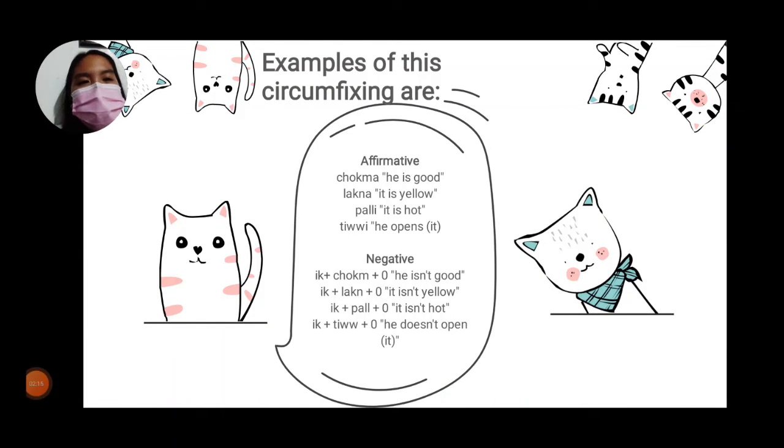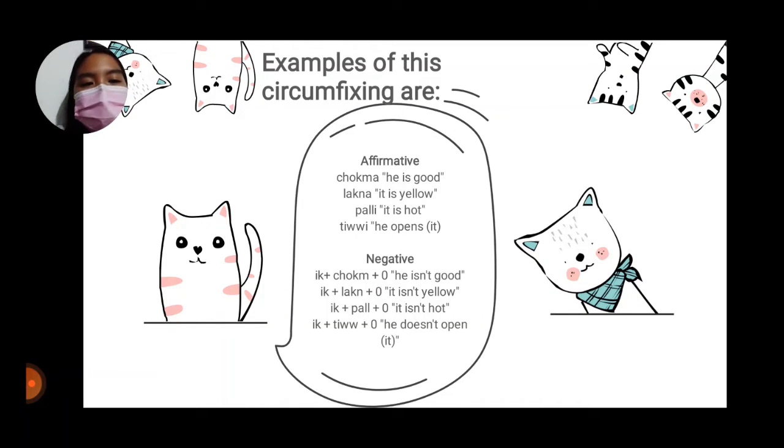Examples of circumfixing are like this. Affirmative: shokma means he is good. Lakna means it is yellow. Pali means it is hot. Tiwi means he opens it.